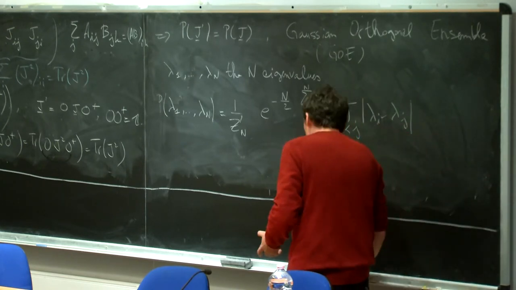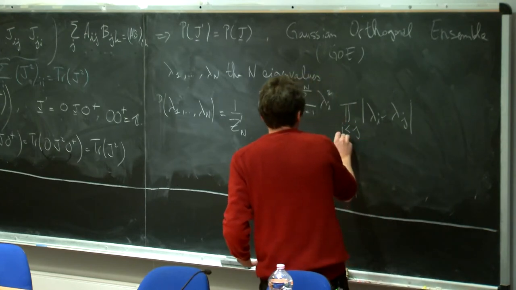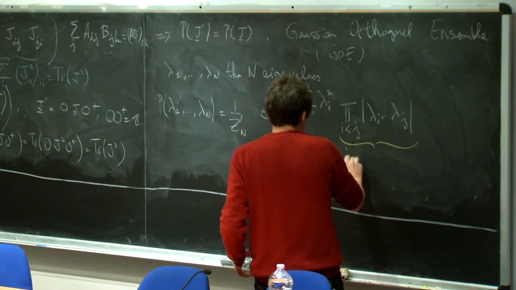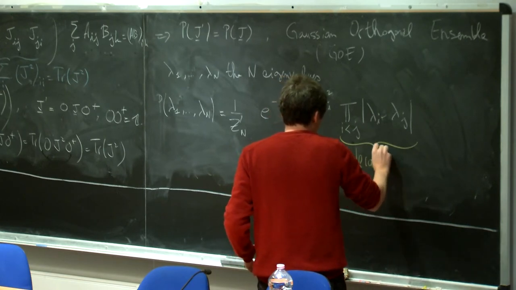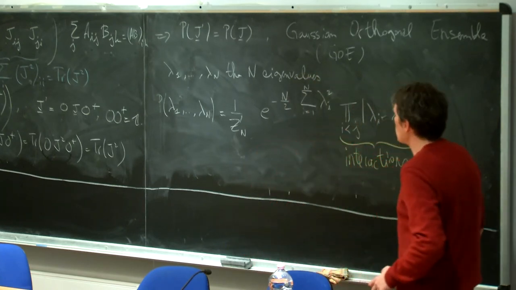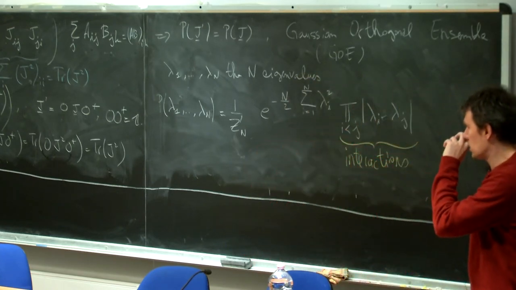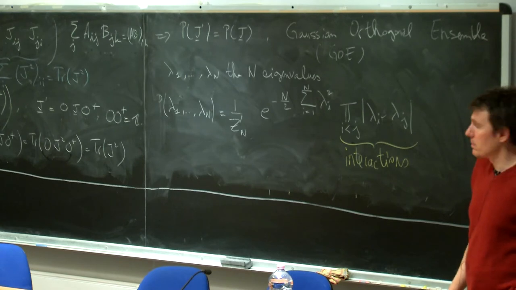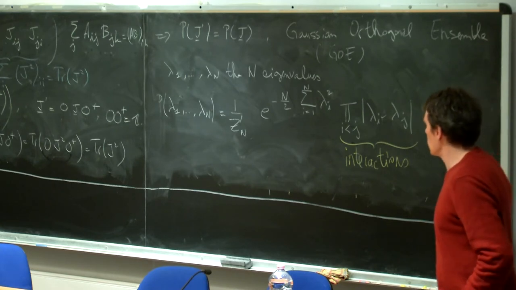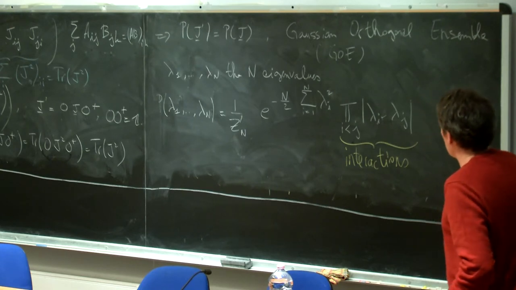okay? So this can be viewed as a Jacobian. This is a Vandermonde determinant, and this is really the interaction. So that tells you that these eigenvalues are actually extremely strongly correlated. There are various ways to understand that, but the most quantitative way is to do that. Now, yeah.